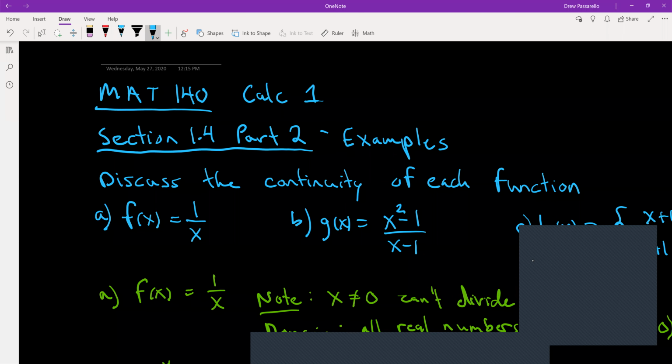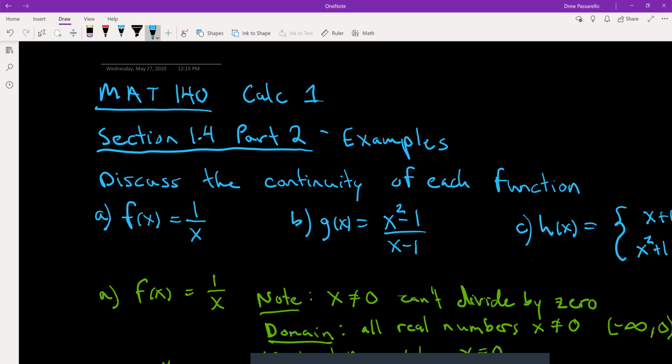All right, so this is part 2 to section 1.4, and I'll be going through some examples in this part of the section. I would probably make a part 3, going over different types of examples.